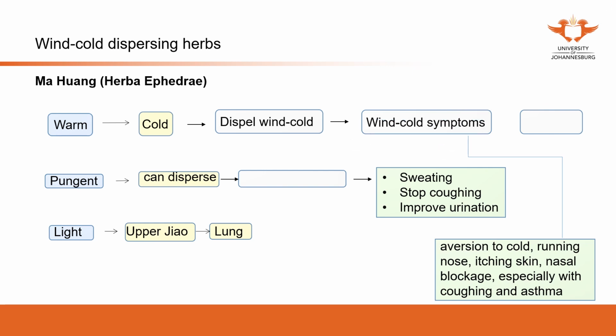mahwang. When we study the materia medica, we understand that the property of mahwang is warm. So the warm property can be used for coldness. It can dispel the wind. It can be used for cold syndrome. Mahwang is also pungent. It can disperse. Dispersing can open the lungs, so it can cause sweating.